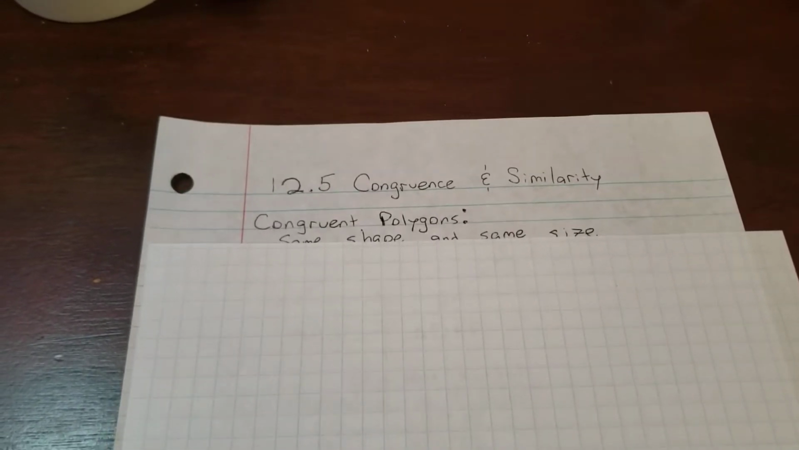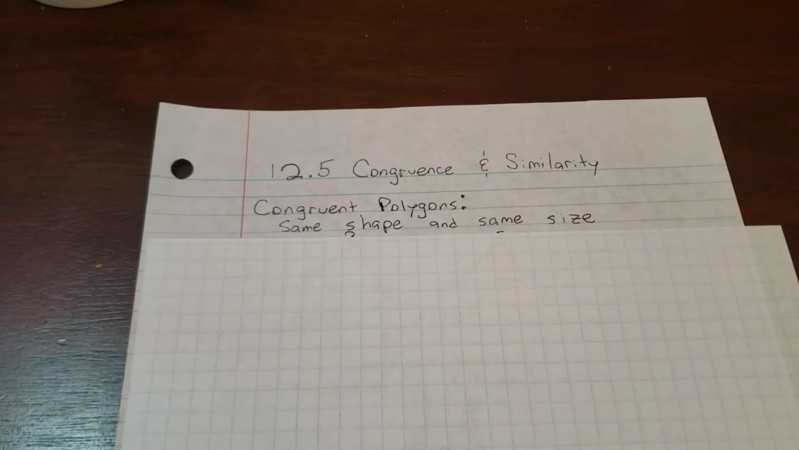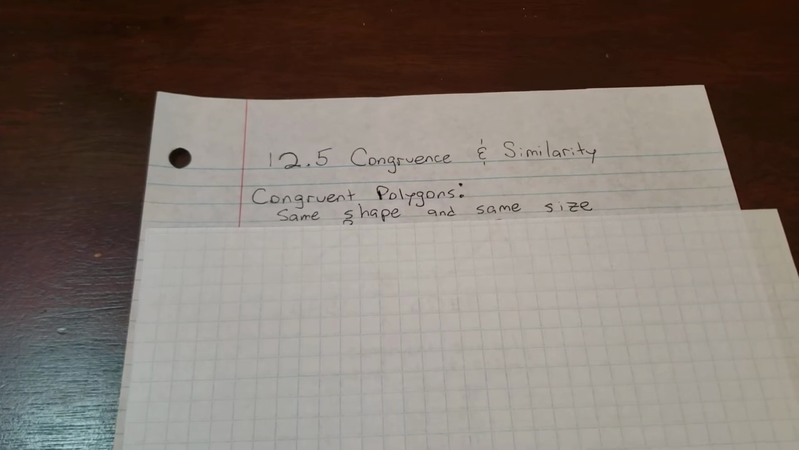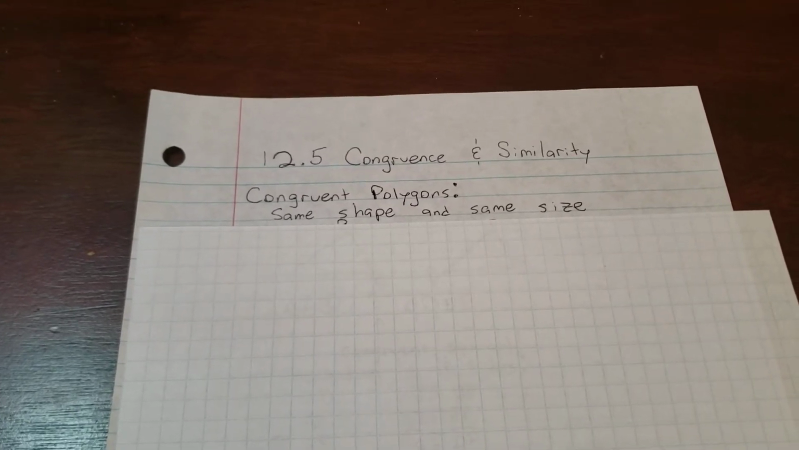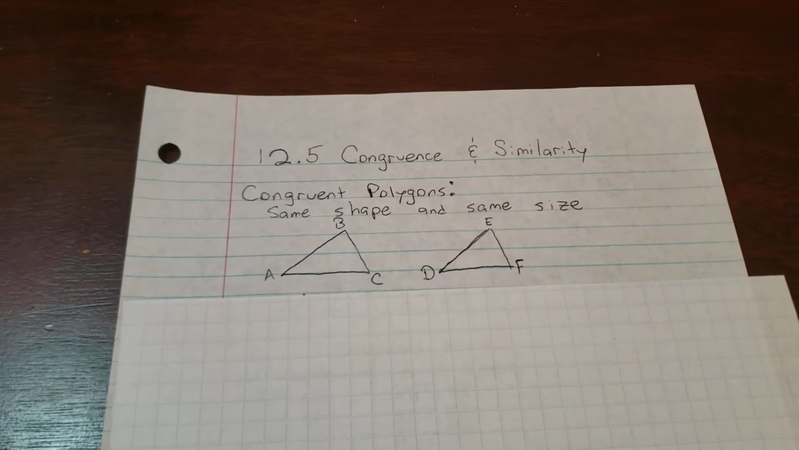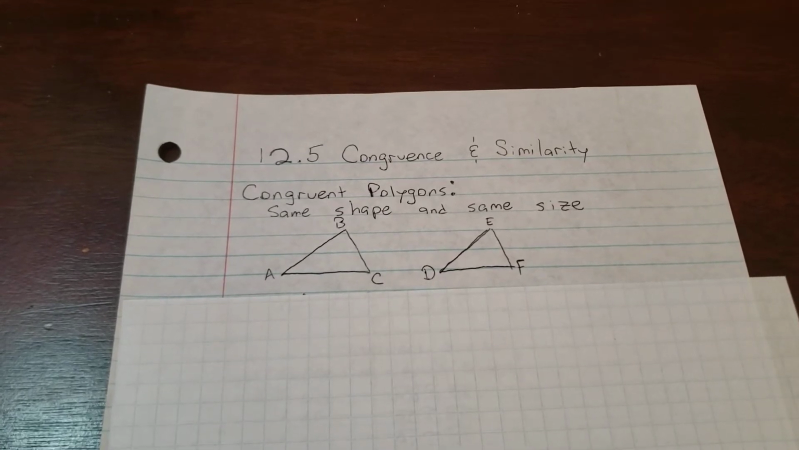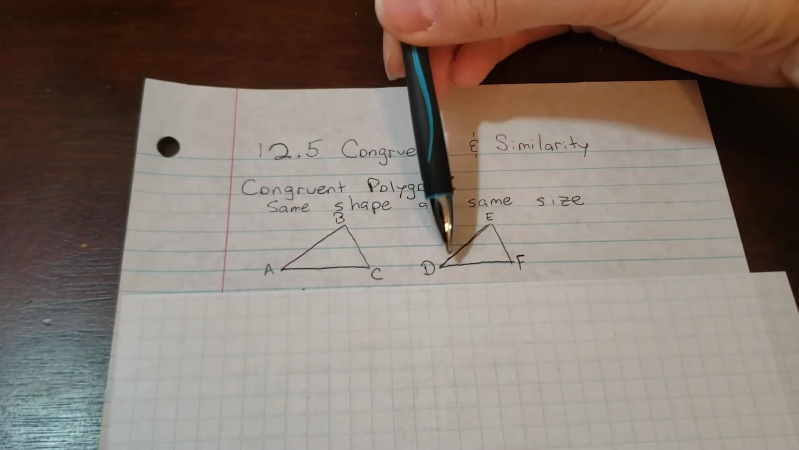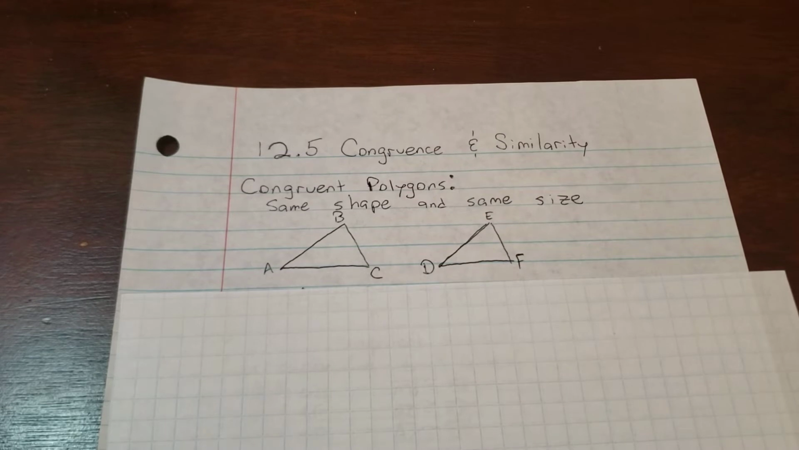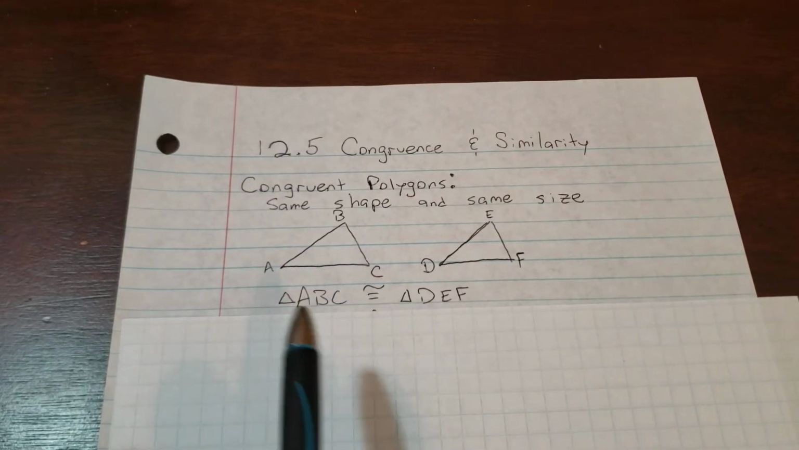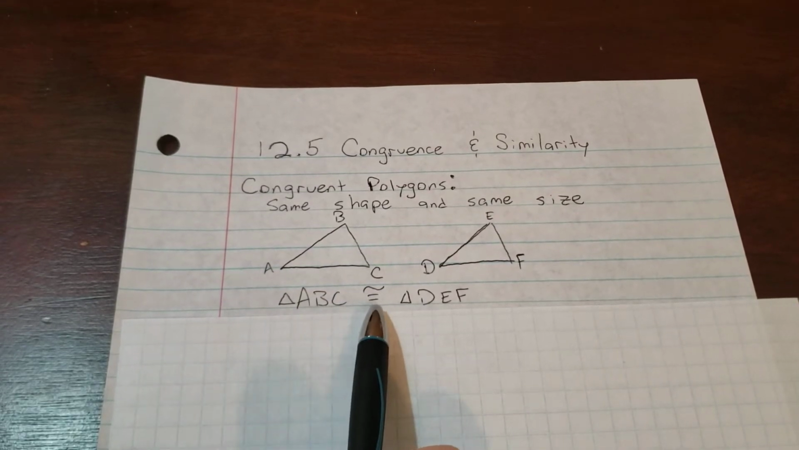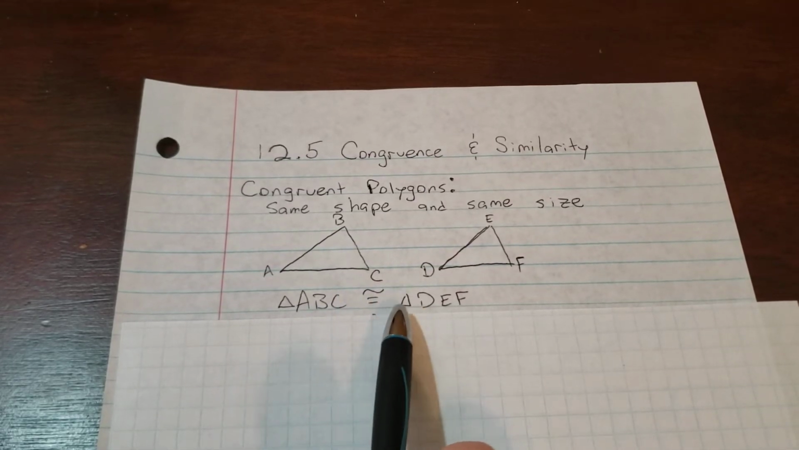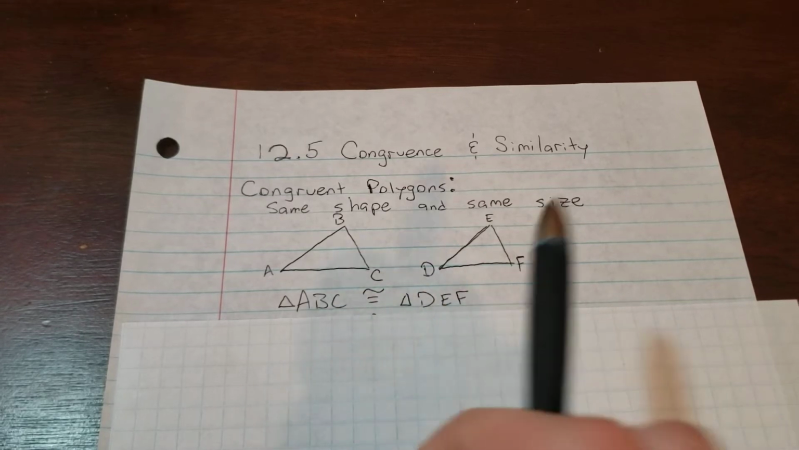Congruent polygons. Again, polygons are shapes. So congruent polygons are two different polygons that have the same shape and the same size. Here's our example. Forgive the drawing, which is not perfect. However, we've got triangle ABC and triangle DEF. And we are told that triangle ABC, and now this has the equal sign with a little squiggly on top, is comparing it to triangle DEF.